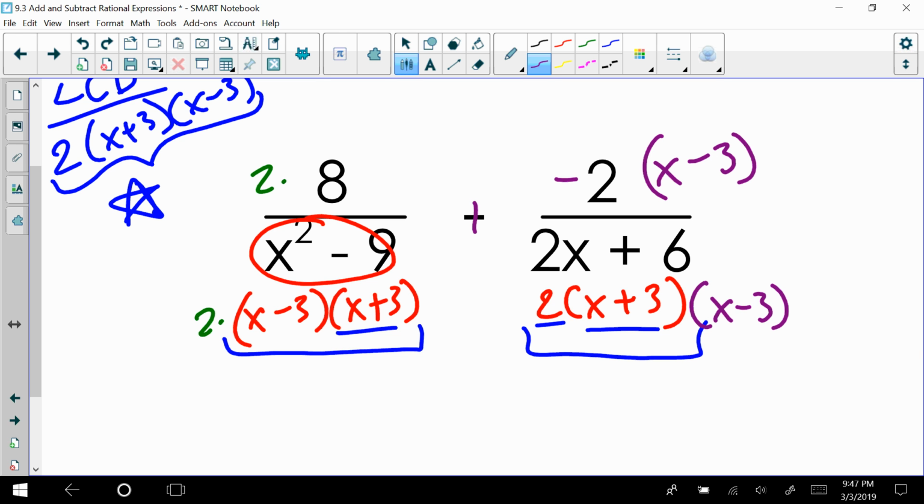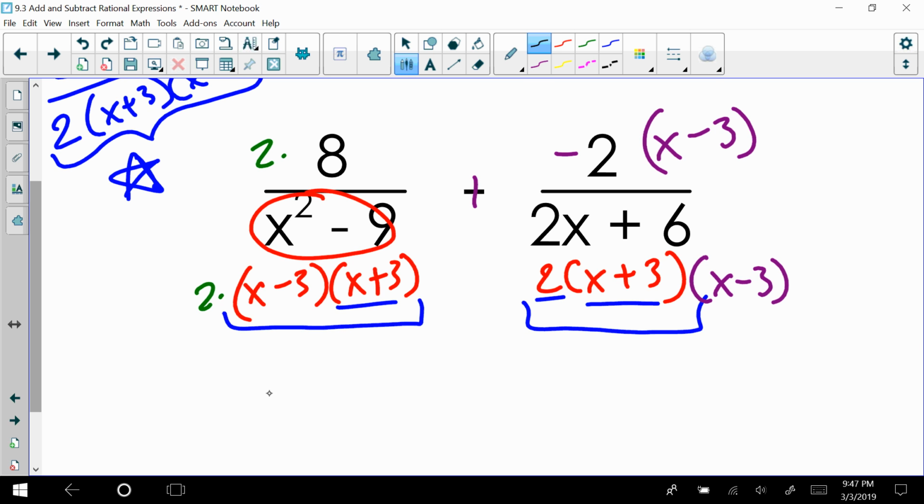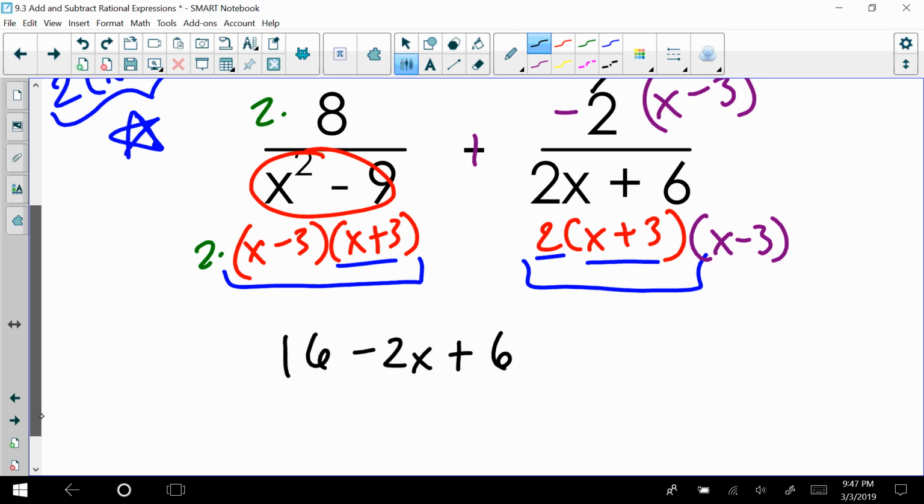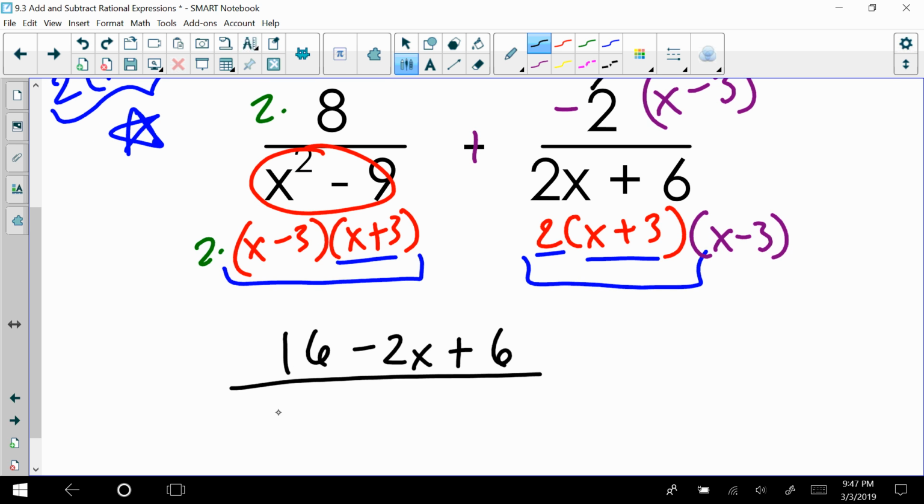Don't forget, this is plus a negative. Now I'm taking 2 times 8, that's 16. It's negative 2 into it, so that's negative 2x. This is positive 6. That's all on the top. The bottom is 2 times x minus 3 times x plus 3.